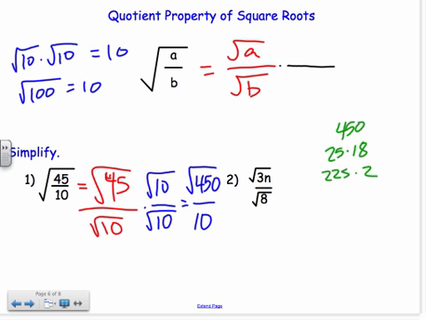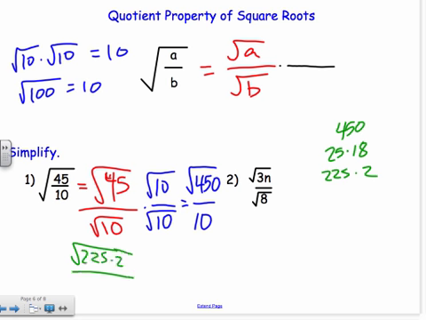Okay, so I'm going to write this down below here. So the square root of 450, I'm going to rewrite as square root of 225 times 2 over 10. And the square root of 225 is 15.